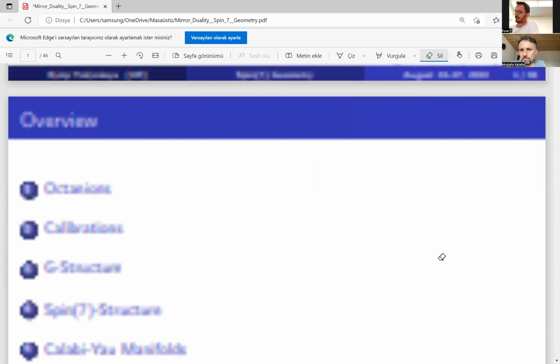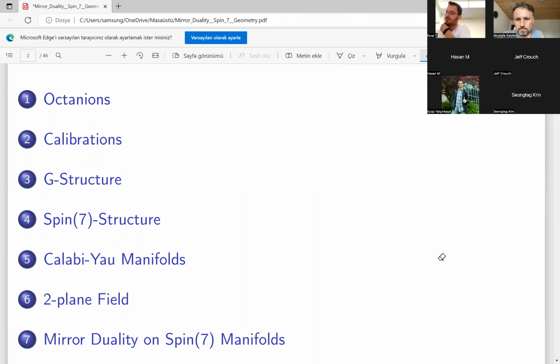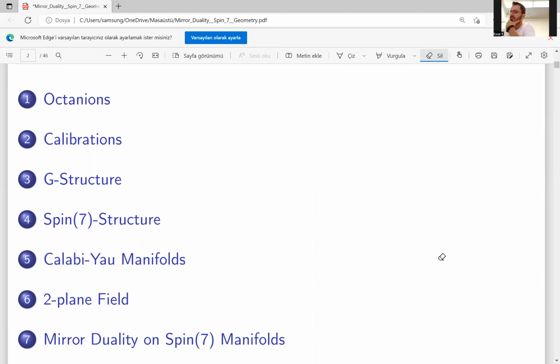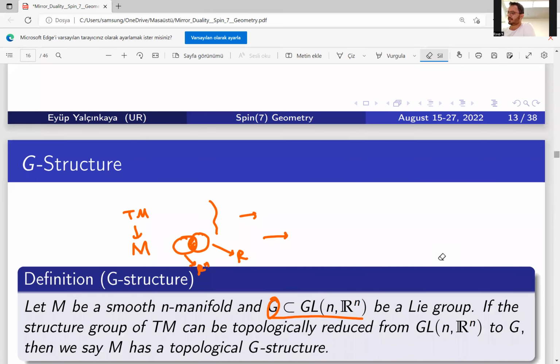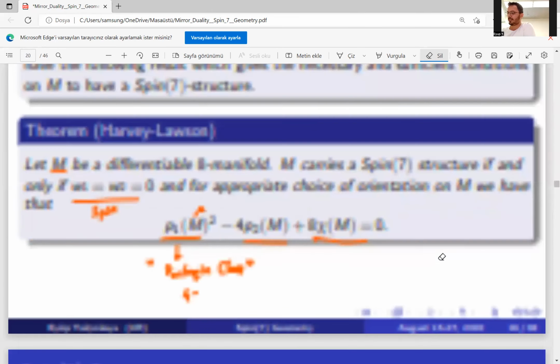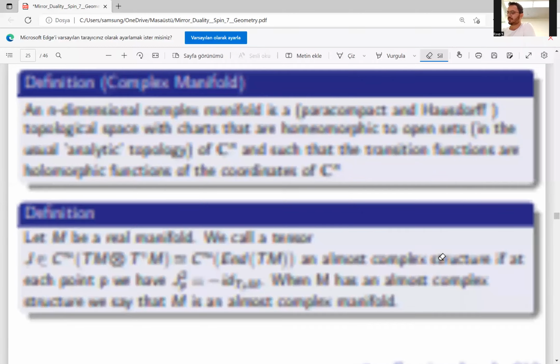Again, maybe I can just mention we covered octonions. Octonions are the 8-dimensional geometry, and calibration is a type of minimal submanifold theory, and we need the G-structure, and we talked about the Spin 7 structure. Now we want to understand the Calabi-Yau manifolds, and before that, we have to understand complex geometry just a little bit to be able to catch the idea behind the Spin 7.